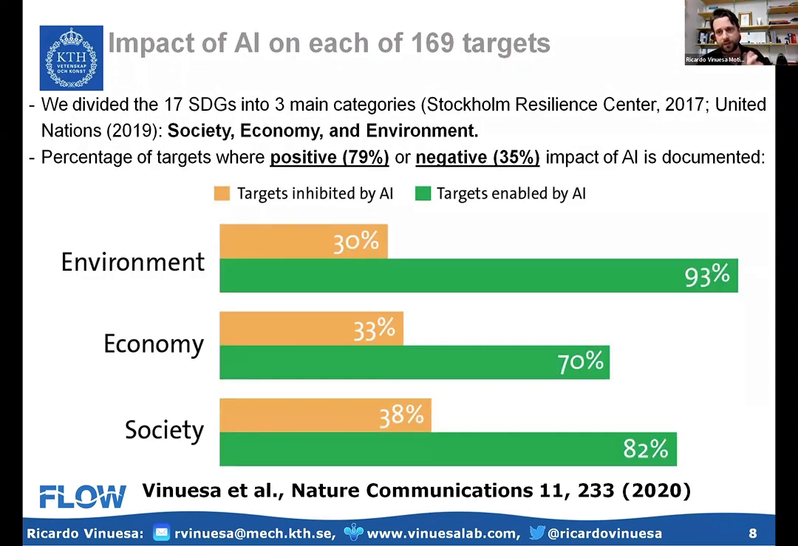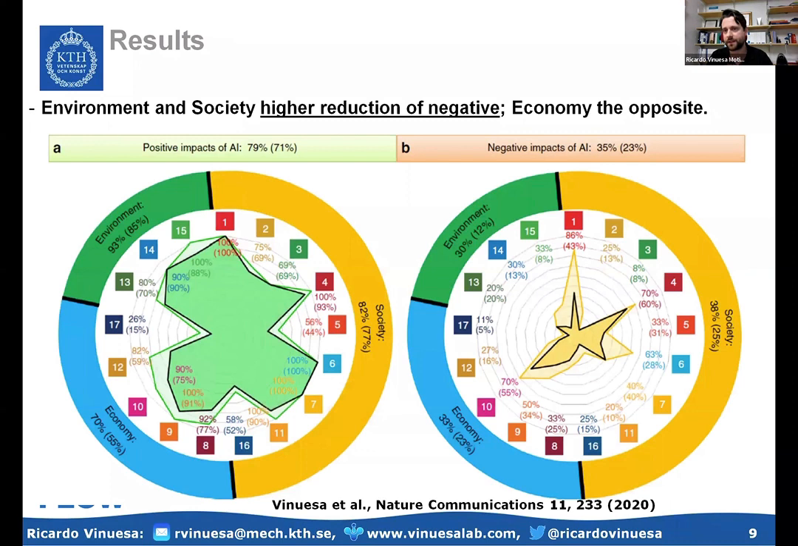Generally, our results indicate that, based on published evidence, AI has mostly positive effect on the SDGs. 79% of the targets of the United Nations can be positively affected by AI, whereas 35% can have a negative influence as a consequence of AI. Perhaps the environment is the area with the largest positive potential, whereas one can maybe argue that society is the one which has the most negative potential, although this can be understood in more detail if we go to each of the SDGs.